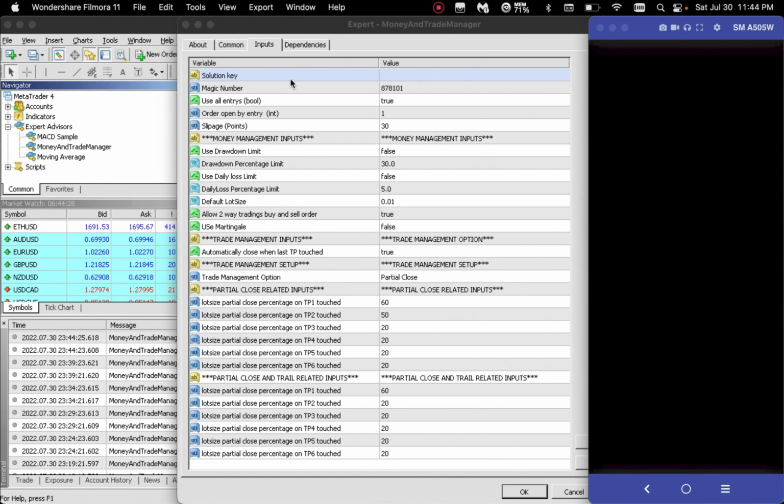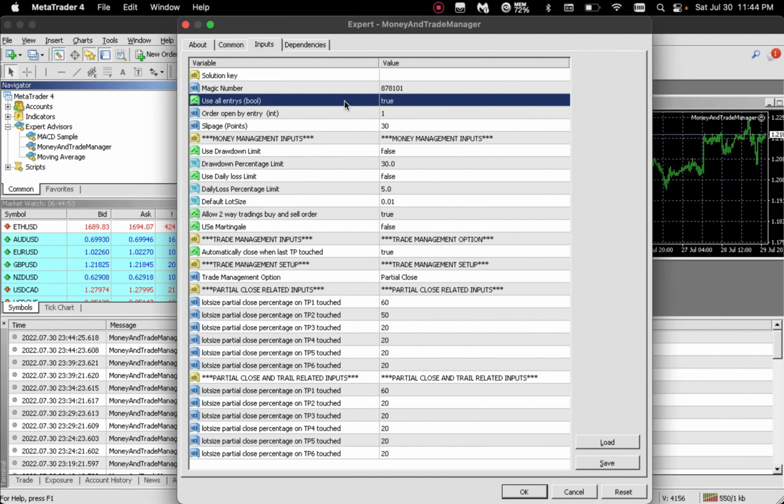From the top, we have the solution key. You will need this. If you still don't know how to install the Expert Advisor, there's a full video on it on my channel. Just check out the videos and you will see about it, or I will probably put it in the video description. You already know that every Expert Advisor has a magic number, so I won't go through it. And this is the first input that we could talk about.